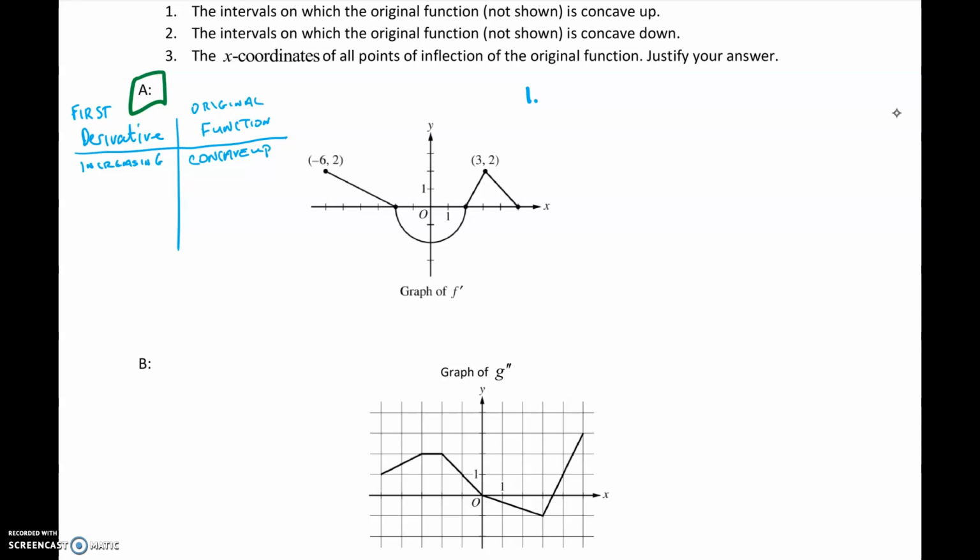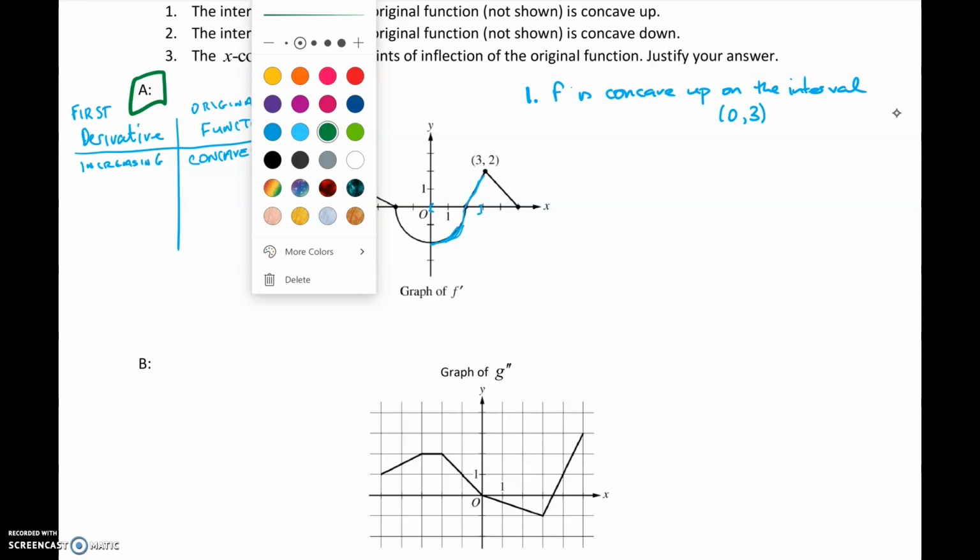Okay, now this first derivative starts increasing here. It's increasing from here to here. So that's x equals 0 and that's x equals 3. So f is concave up on the interval. I'm writing it longhand because I do want you to get used to the vocabulary. F is concave up in the interval from 0 to 3.